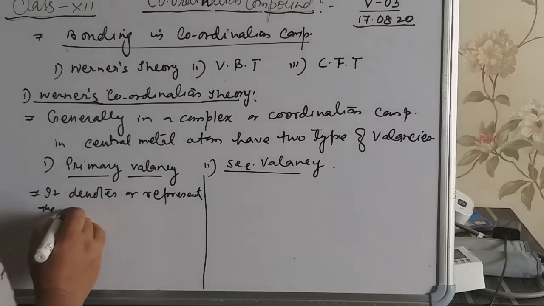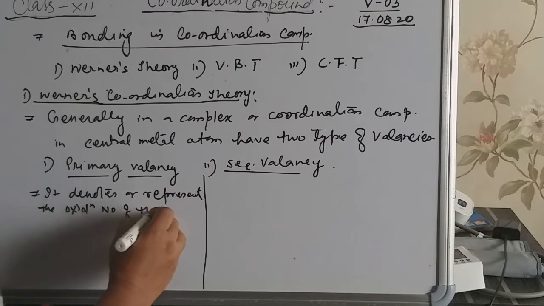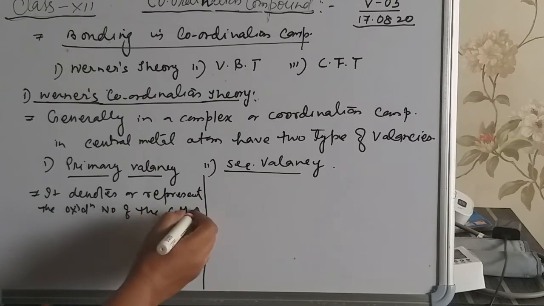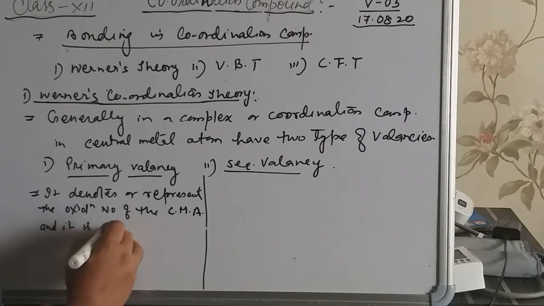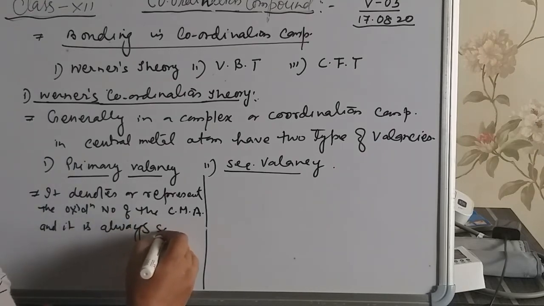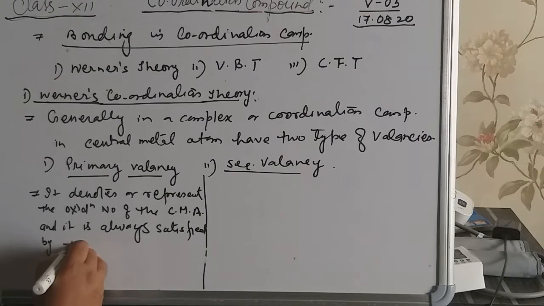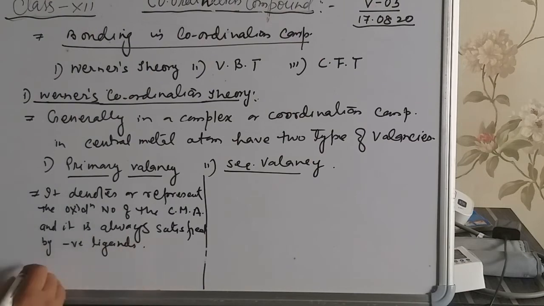Primary valency represents the oxidation number of the central metal atom, and it is always satisfied by negative ligands. Next, it is represented by a dotted line.